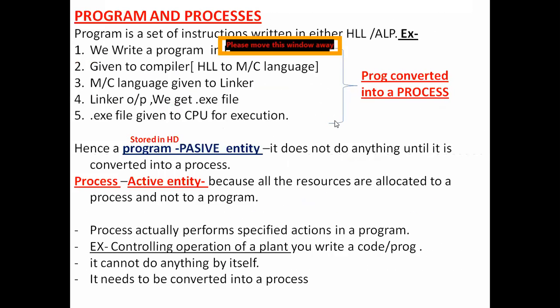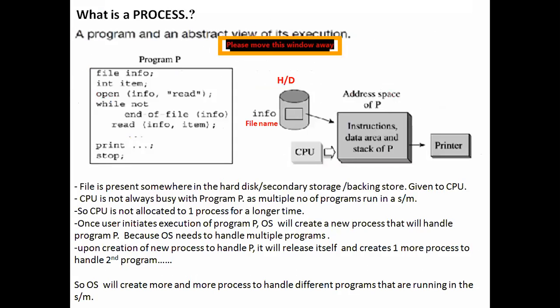So this is the process involved in the conversion of any program into a process. So fine. Next, we have a small program given here, along with some diagram. For this, the concept is a program and an abstract view of its execution, like how we can expect any process to be executed, and the abstract view of a program.